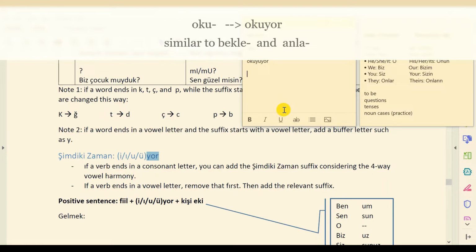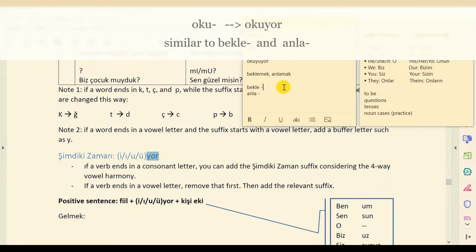If verbs end in vowel letters such as bekle, beklemek veya anlamak. Beklemek means to wait, anlamak means to understand. And if you see their root forms, bekle and anla, you can see that both end in vowel letters. So if you are using such verbs in Şimdiki Zaman, first you remove these vowel letters, then add the suffix considering the four-way vowel harmony.